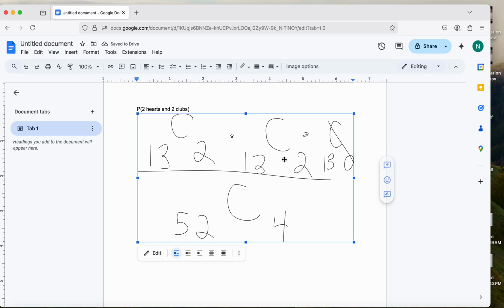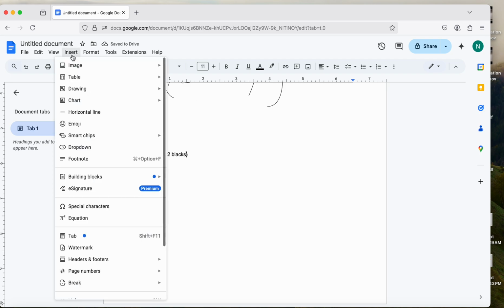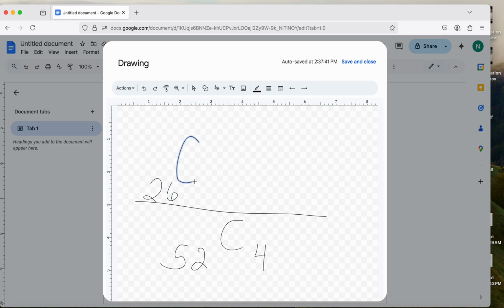And I want to edit this. If I can, I'll just delete that off. If we change this to 2 reds and 2 blacks, we would do the following. Again, you would still have 52 choose 4 in the denominator, but out of the 26 red cards, you're choosing 2, and then out of the 26 black cards, you are choosing 2. And then again, you put that into the graphing calculator.